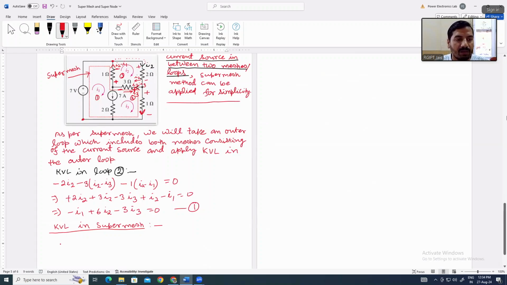So plus 7, then we take the voltage drop across 1 ohm, minus first, then plus. So it will be plus 1 into I2 minus I1. Then again here minus to plus, 3 into I2 minus I3.